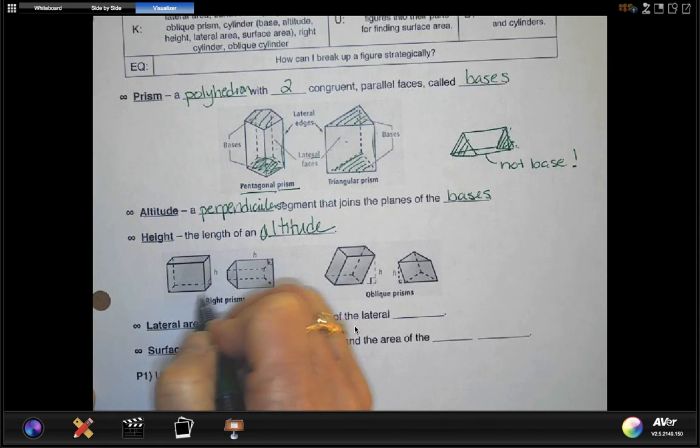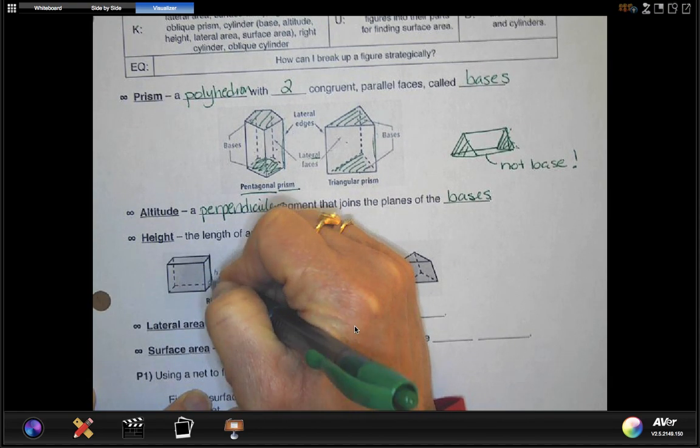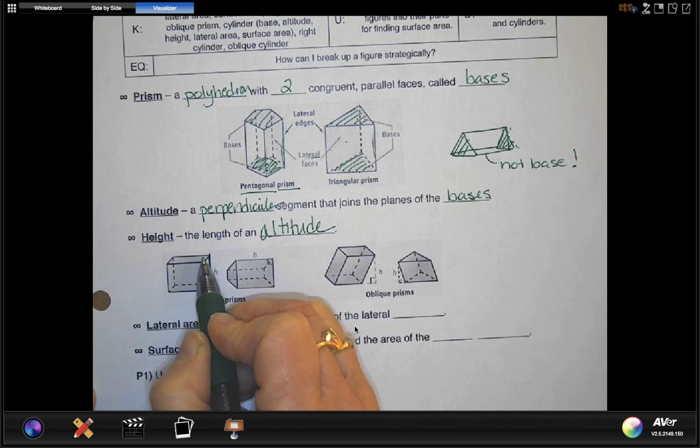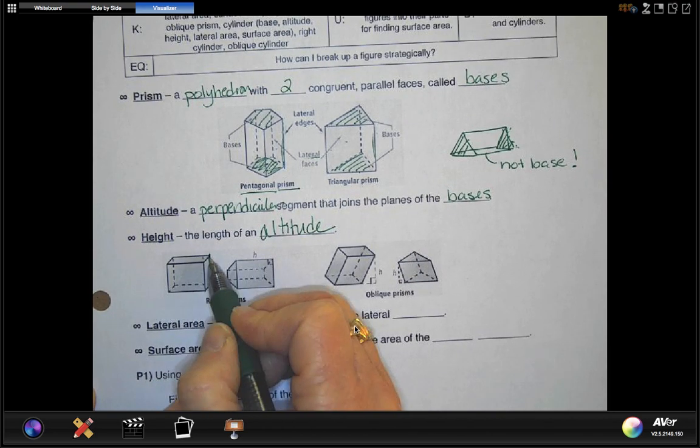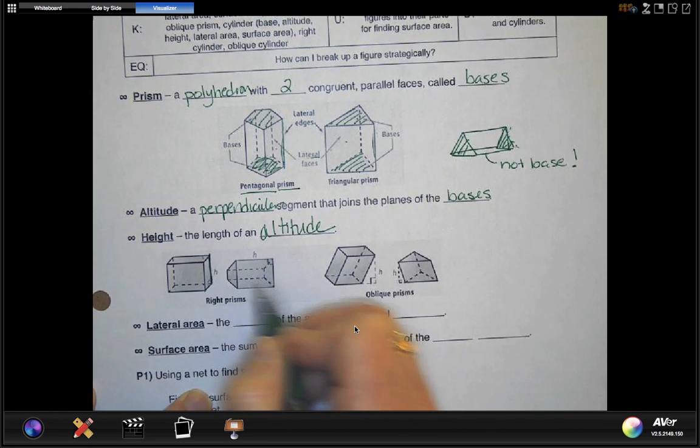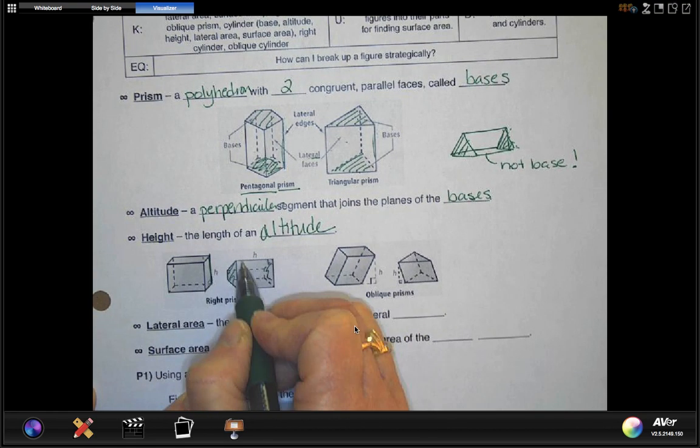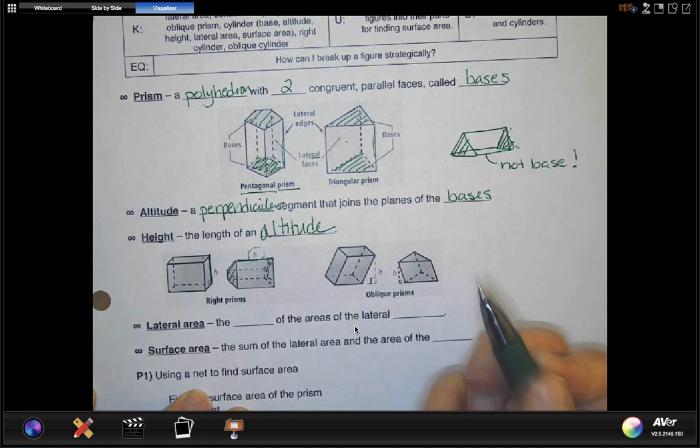So again, in the right prism, this right here would be my altitude, because I'm joining the 2 bases. And the height there is just the length of that. So that's the altitude. This one right here, the bases are the 2 trapezoids. So this is my altitude. So then if I found the length of it, that would be my height.